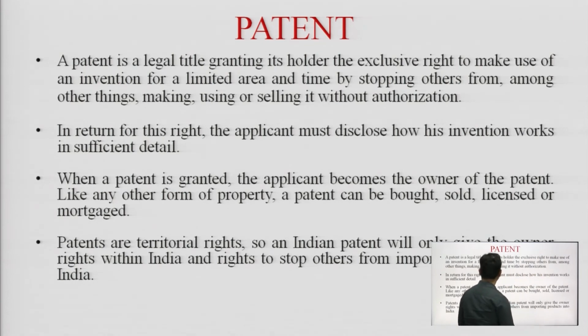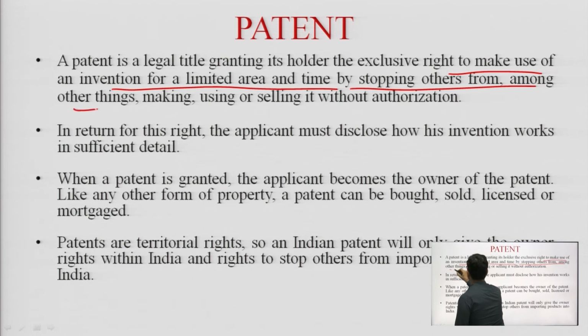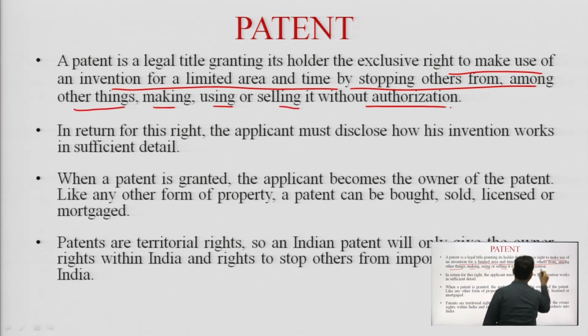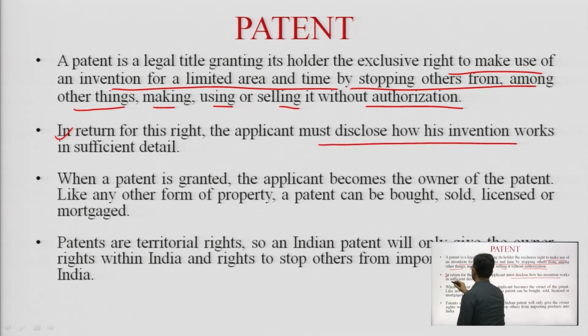So, first we will see patents. A patent is a legal title granting its holder the exclusive right to make use of the invention for a limited area and time by stopping others from, among other things, making, using or selling without authorization. If I have created something new, I have the right to manufacture that product, and others should not copy, okay. In return for this right, the applicant must disclose how his invention works in sufficient detail. Now this is also very important.